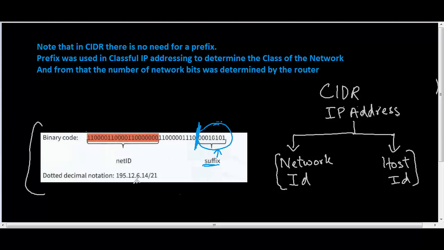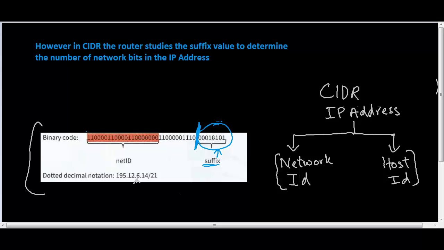Please note that in CIDR there is no need for a prefix. Prefix was used in classful IP addressing so the router could determine the class of the network, and from that determine the number of network bits in the IP address. However, in CIDR, the router studies the suffix value to determine the number of network bits in the IP address. So there is basically no need for a prefix.